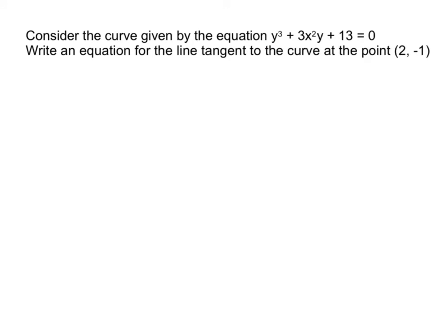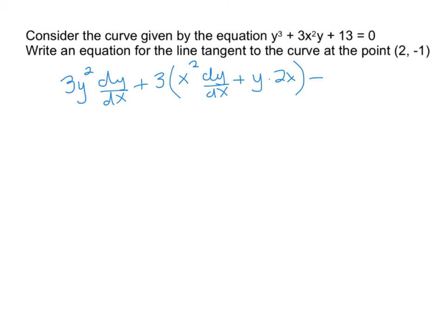All right, so the first is take the derivative of y to the third, so 3y squared dy/dx, plus 3 times the derivative of the first times the derivative of the second, plus the second times the derivative of the first, plus the derivative of 13, which is 0, equals 0. All right, so I'm going to do one more step: 3y squared dy/dx plus 3x squared dy/dx.